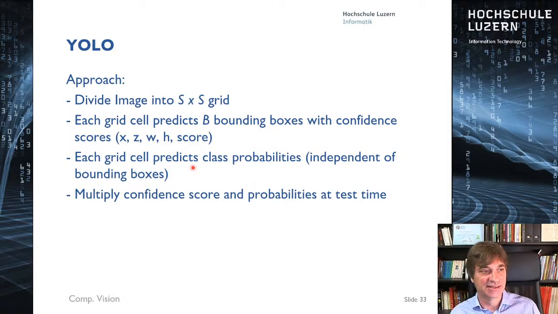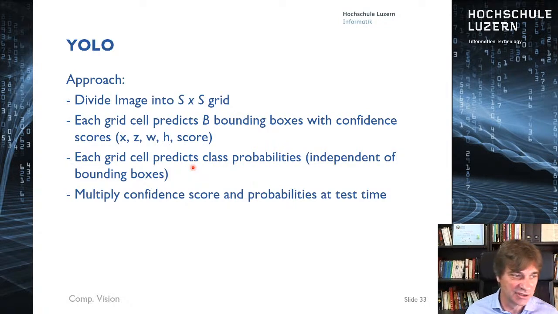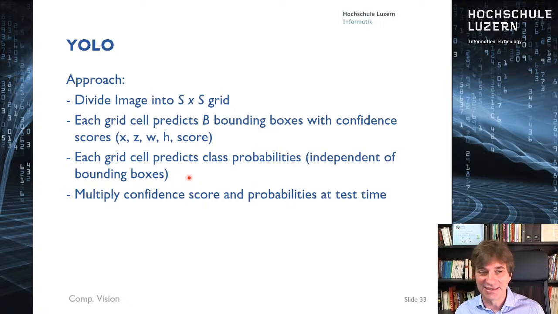Then each grid cell predicts a class probability, independent of the bounding boxes, of what is the object that's mainly in that cell. And then you have some probabilities for the bounding boxes and probabilities for the classes in the cells, and then you just multiply them to get the probabilities of object and bounding boxes at test time, and you select those objects which are above some certain threshold.